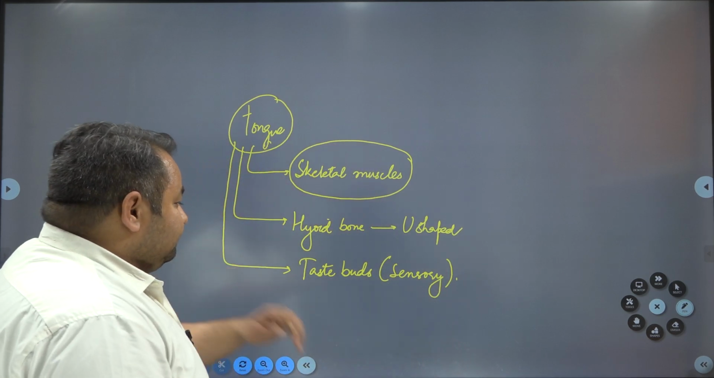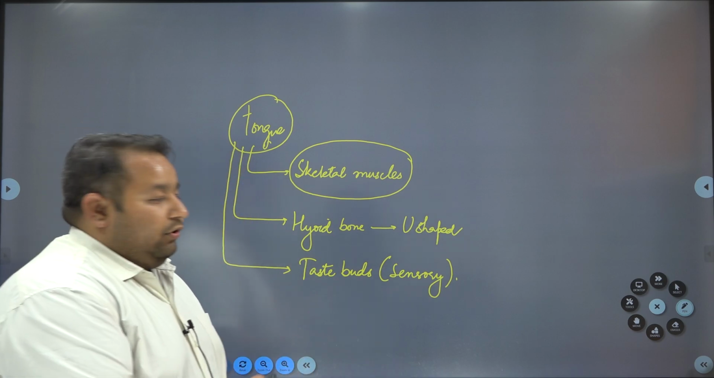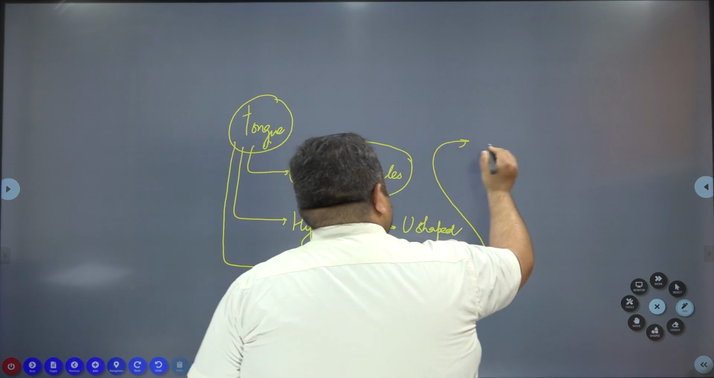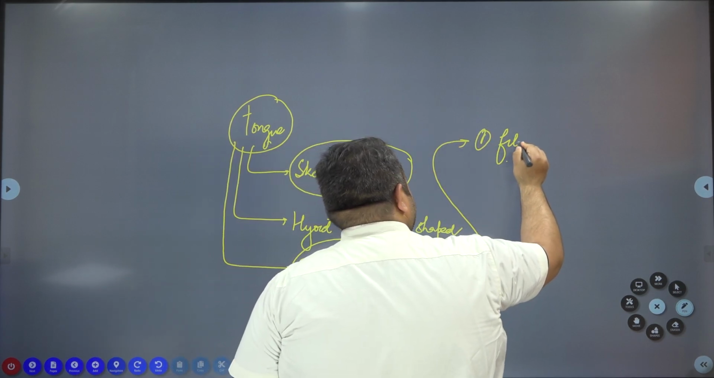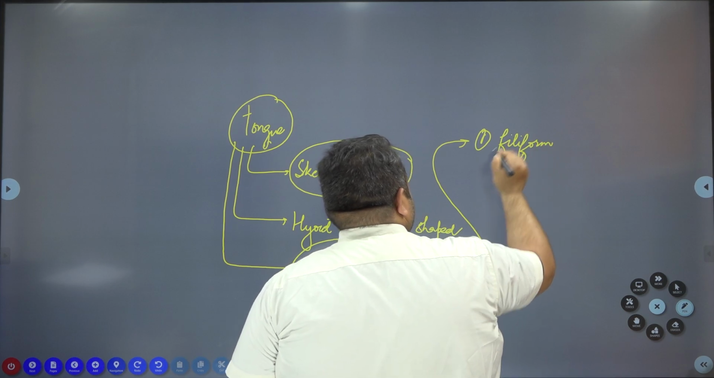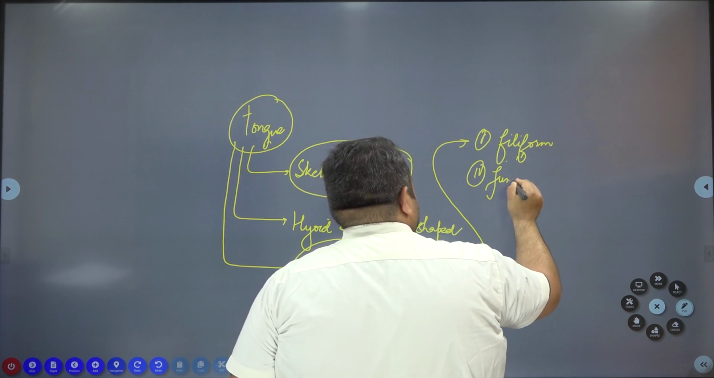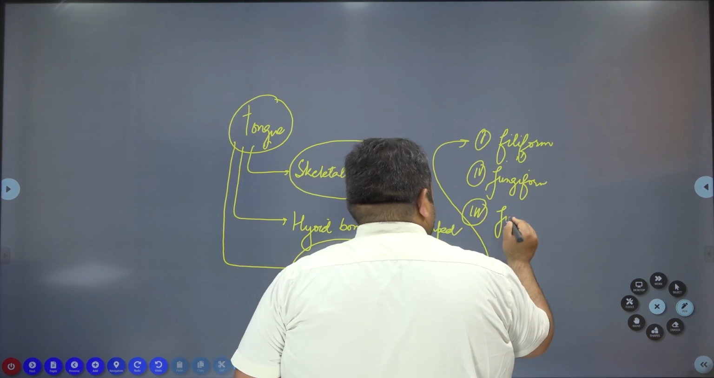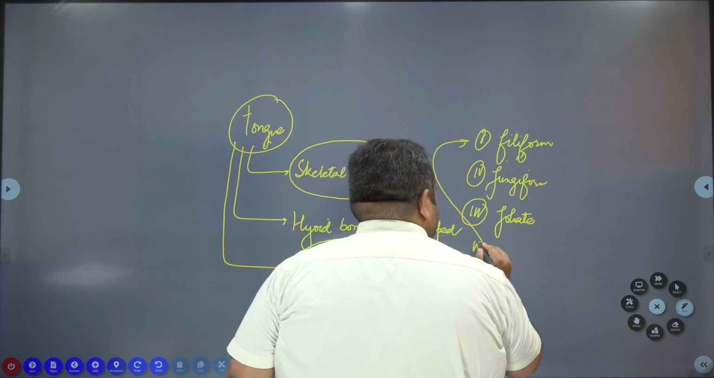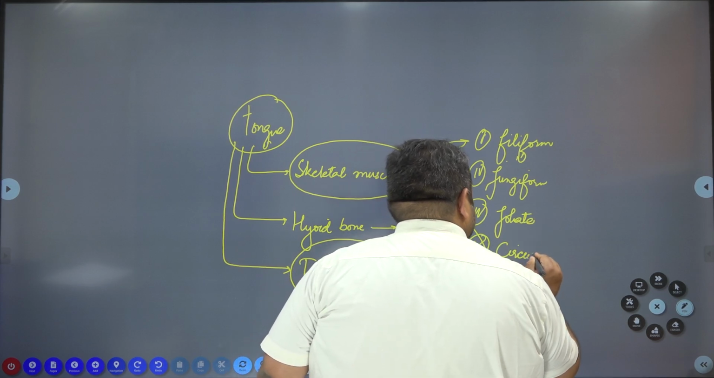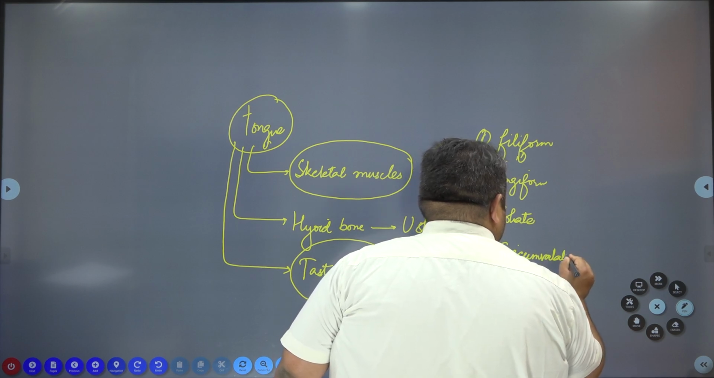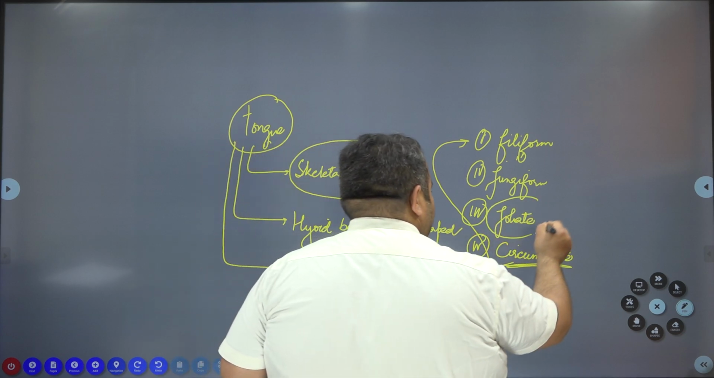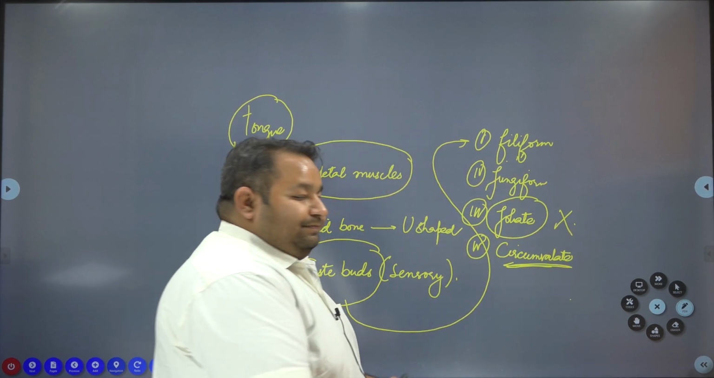Taste buds are of 3 types in humans, but actually are of 4 types. So, taste buds can be filiform, fungiform, foliate and circumvallate. Humans do not show the presence of foliate taste buds.